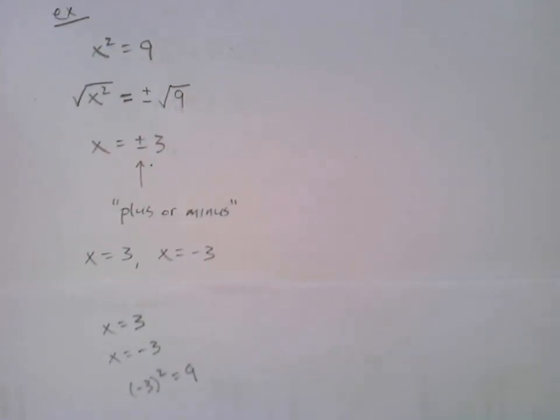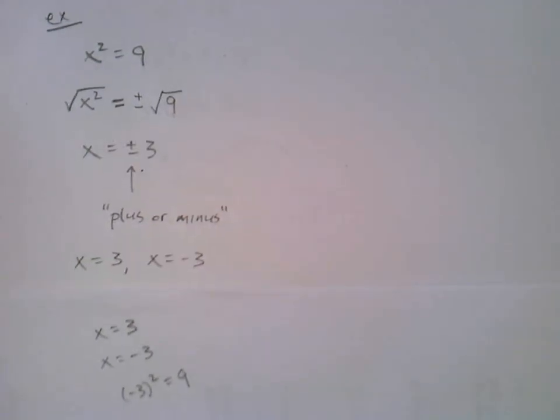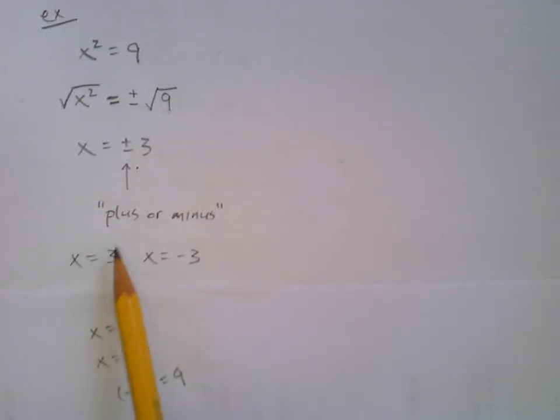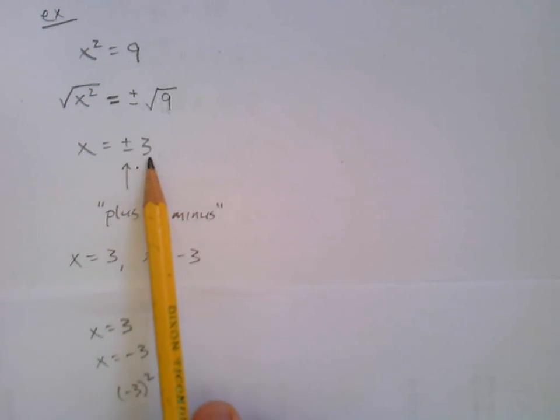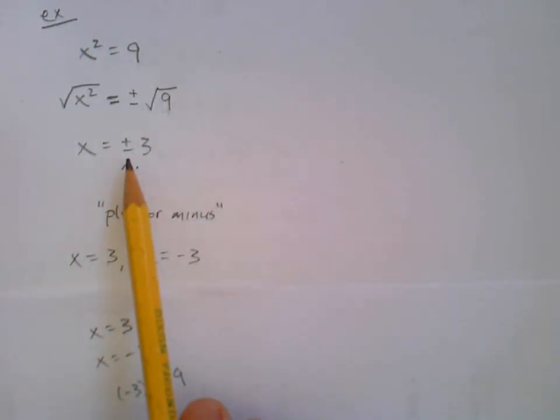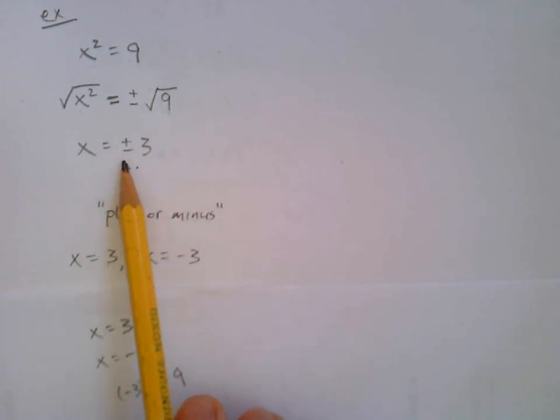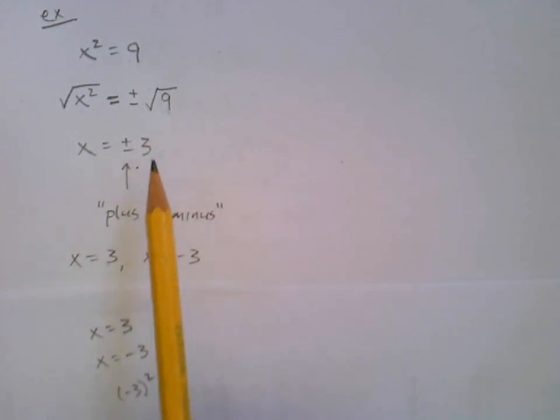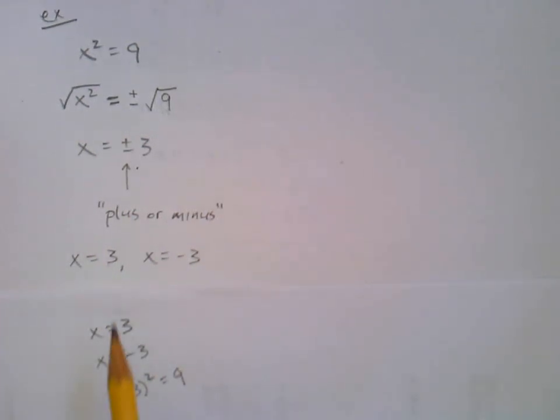You might also choose to write both. Really, this is shorthand. It means x could equal 3 or x could equal negative 3. Written separately, and that's perfectly fine to write an answer that way. But oftentimes you see it just with the plus or minus, but you know that means x could take both of those different values. It's just you don't have to write as much. You don't have to write it twice, I guess.